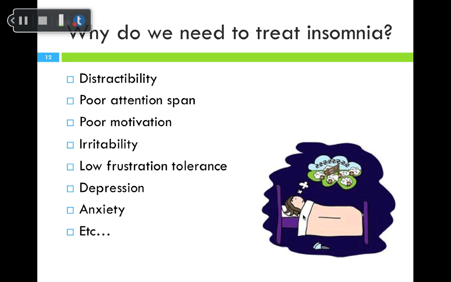So when people aren't getting enough sleep, they're too distracted, they have poor attention spans, they have a lack of motivation because they're so tired that they just maybe want to lay in bed or lay on the couch all day. They may become irritable or have a low frustration tolerance. And then they'll also start to develop, or maybe be in the process of developing, a variety of psychiatric illnesses like depression and anxiety and an assortment of others.